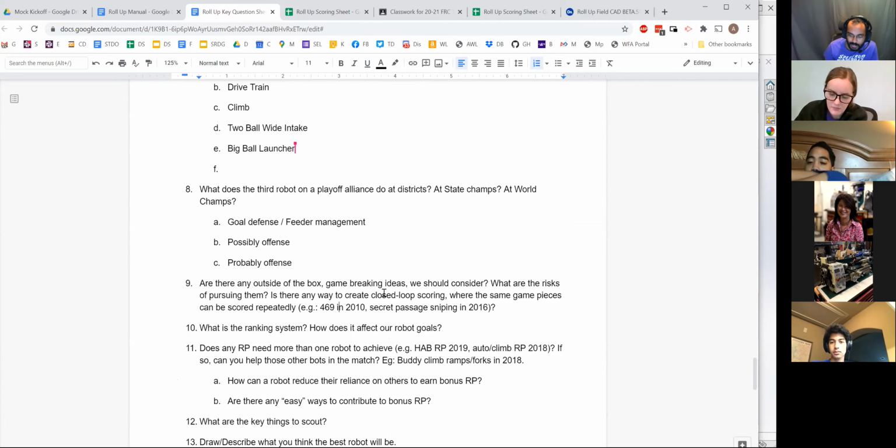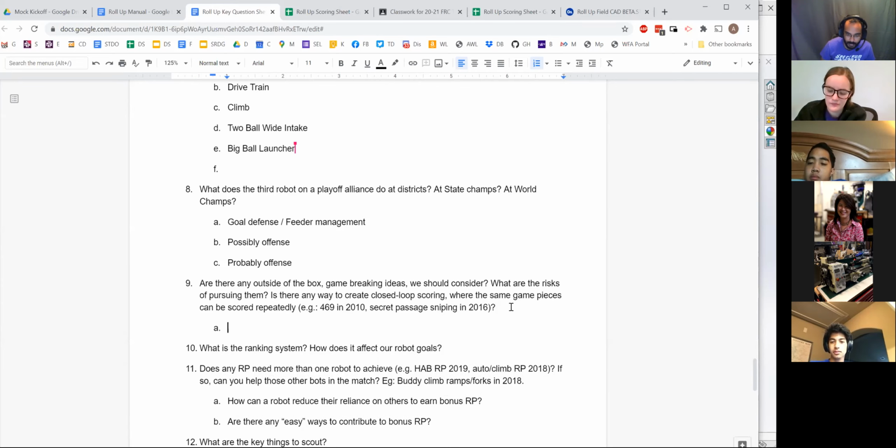So this was how do you create a closed loop scoring, I think is the most important part, right? So once you score, they have to feed the ball back in. You could grab it and then score again, and you just have that loop. The difference in 469 is that they were controlling the loop. In 2016, the other human player is feeding the ball, so they don't have control of the loop.